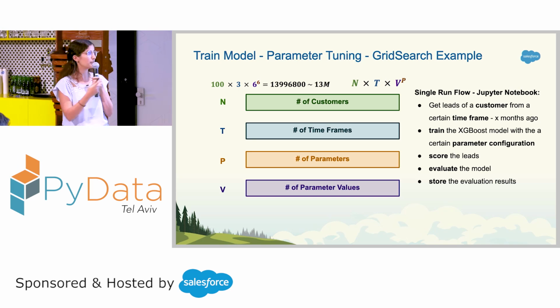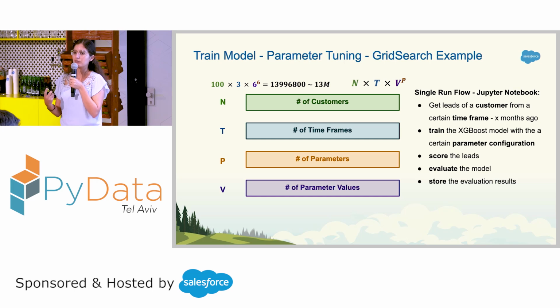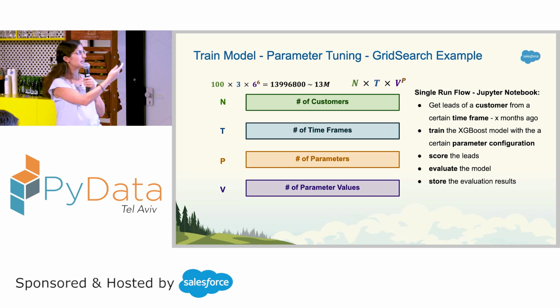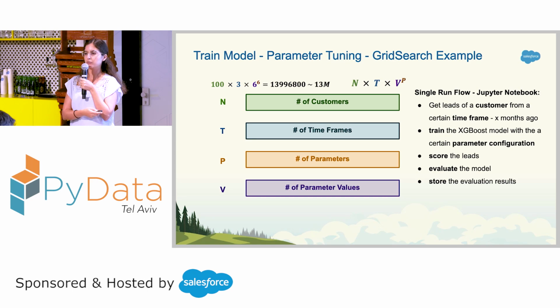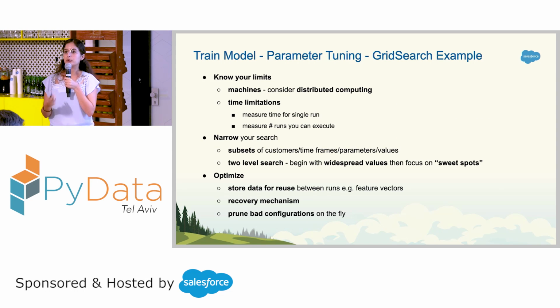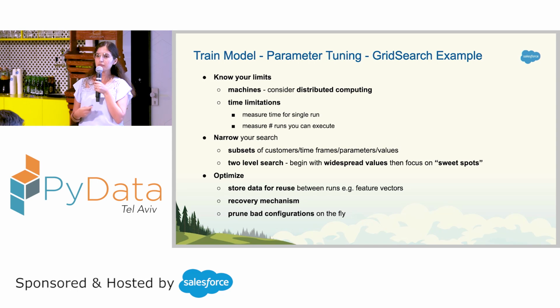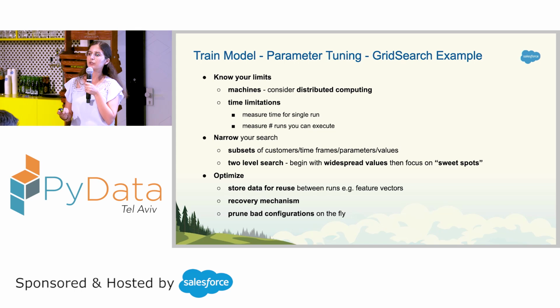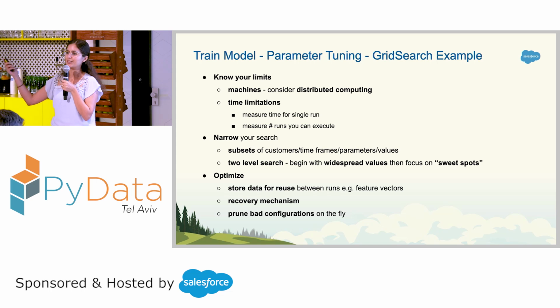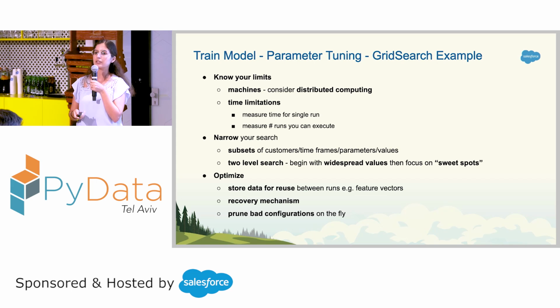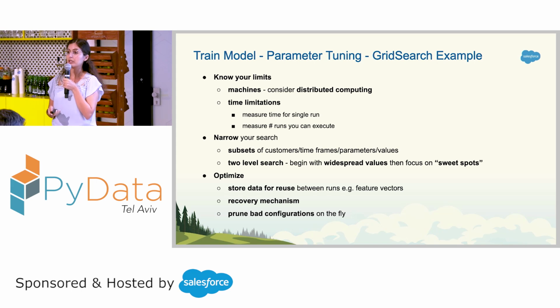Even if we choose what we perceive as small numbers for N, T, P, and V, we get millions of runs that we need to execute to examine all these options. So that's not feasible. How do we approach such a complicated task? First, you have to know your limits. You have to know how many machines you have and how many runs you can actually execute in the time that you have. You can't just grid search forever. So you have time limitations, obviously. You need to know how many runs you can execute.